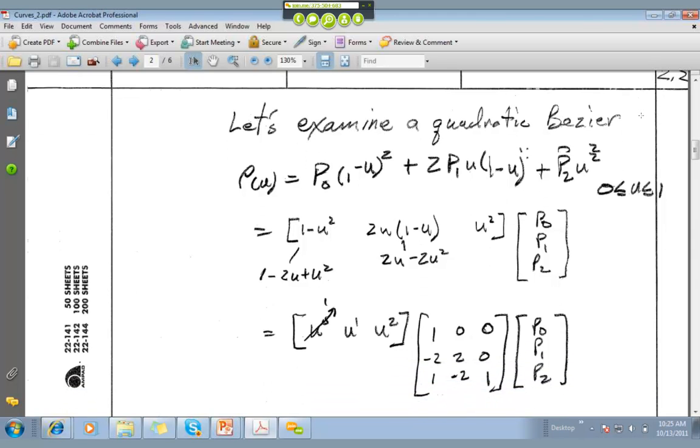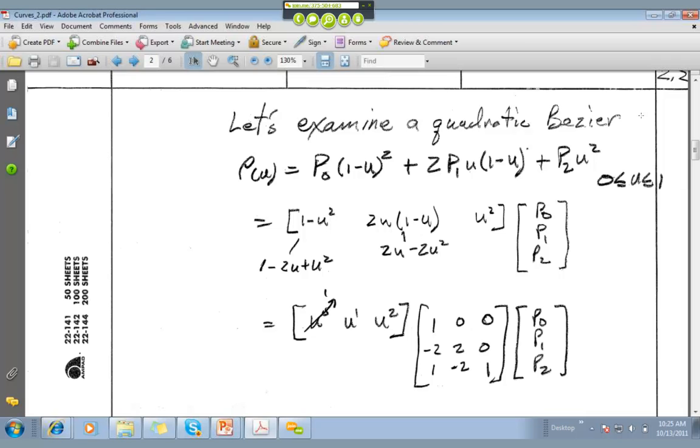So let's look at the quadratic for a second, which we did last time. The first thing that we do is we take the Bezier summation form and we write the terms. So the first term is P0 times 1 minus u squared. Second one is 2 times the second point, u, 1 minus u, and P2 times u squared. Okay. And again, you pull this all out, and you get the MBE for a quadratic curve being 1, minus 2, 1, 0, 2, minus 2, 0, 0, 1. Okay.